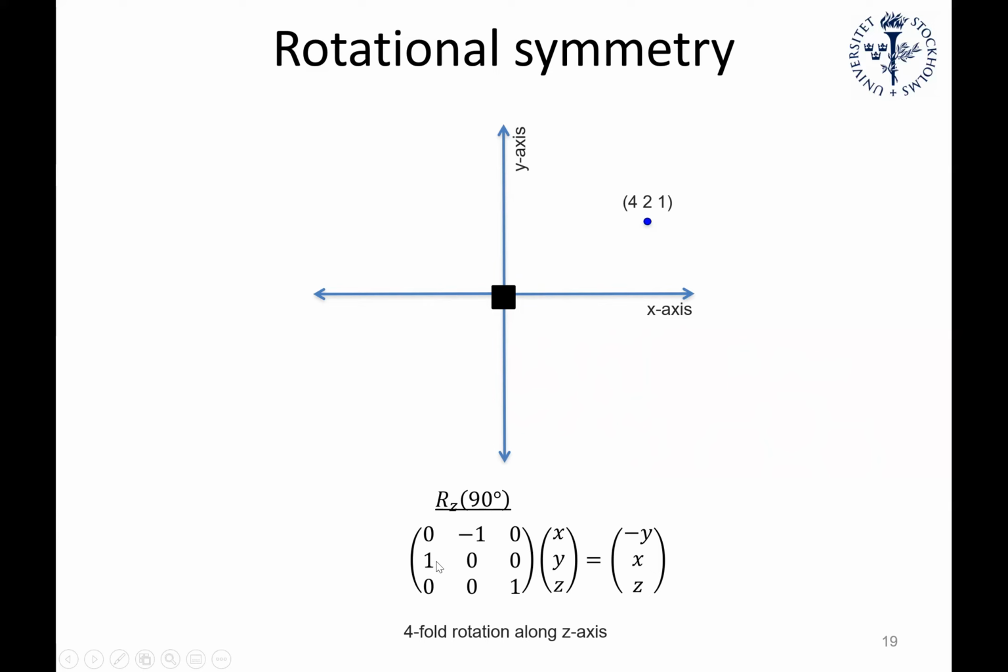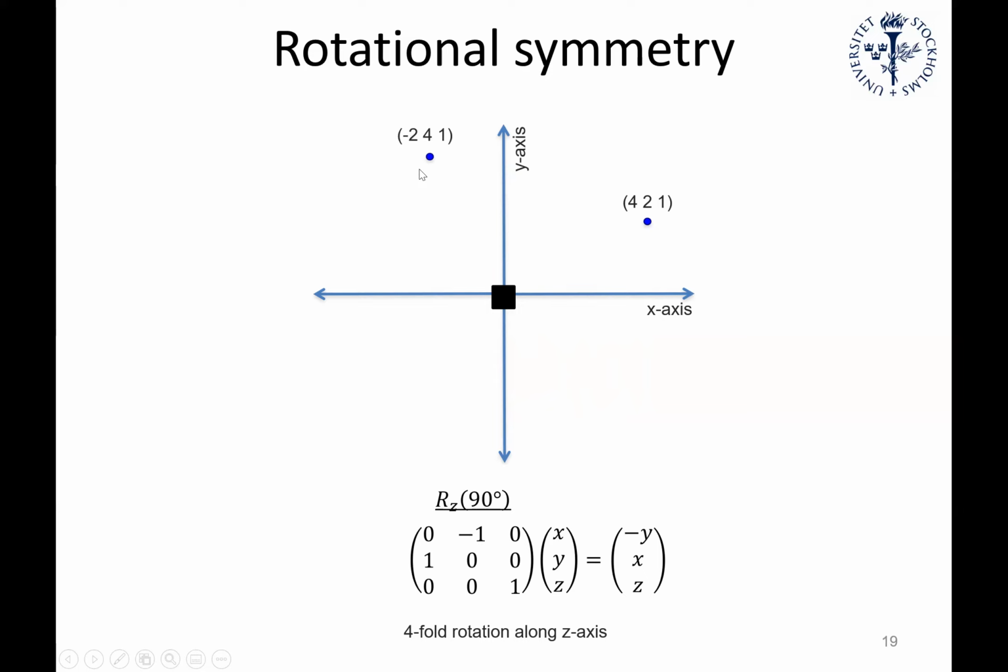Again, here you see this row 1, 0, 0. So I know this is going to give me a value of positive X. So for X, Y, Z, if we say that's 4, 2, 1, then the next equivalent position is going to become minus 2, 4, 1. So X and Y have swapped positions, and then the first position becomes negative. So we end up with minus 2, 4, and 1.